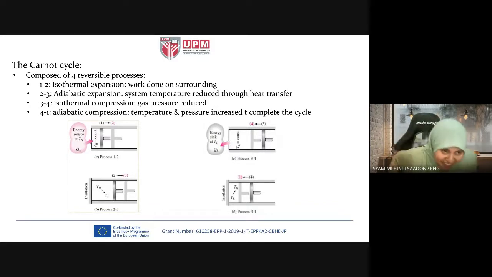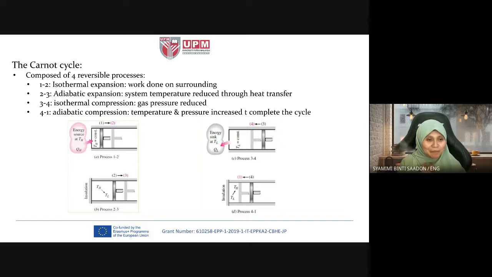Okay, so Carnot cycle, if we want to assume an ideal heat engine, we have to assume that all the 4 processes just now, the boiler, compressor, pump, turbine, condenser, right, are reversible. Because we want to consider an ideal heat engine, which is the Carnot cycle.